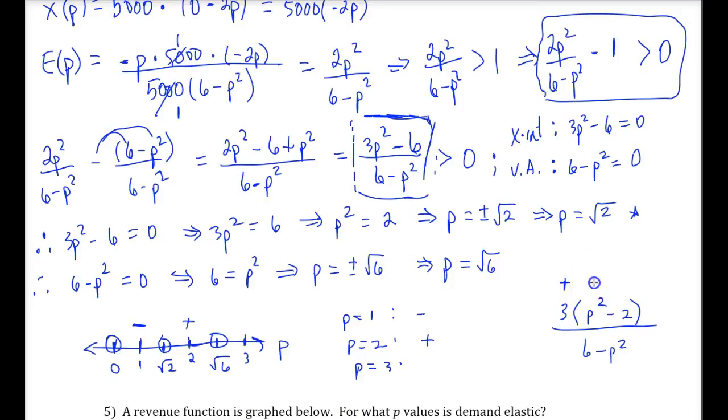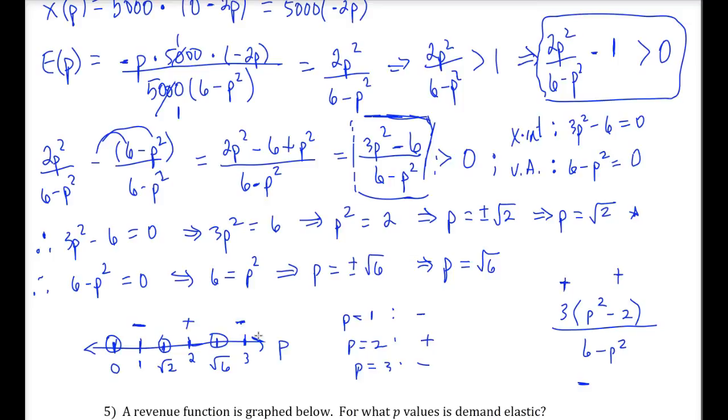We plug in a 3 here, then that would be 3 squared, which is 9. 9 minus 2 is 7, so that's going to be positive. And if we substituted in a 3 for p here, so 3 squared is 9, and 6 minus 9 is a negative 3, so that would be negative in the denominator. So positive times positive is positive, but dividing by a negative is being negative.